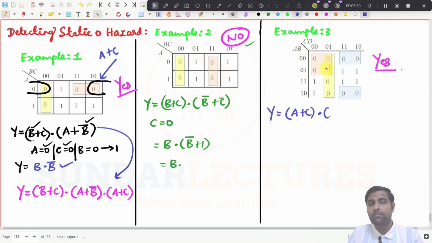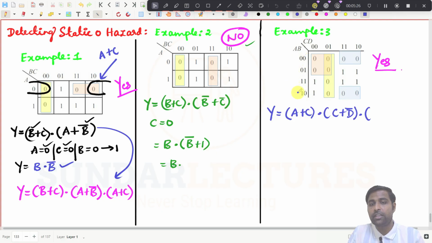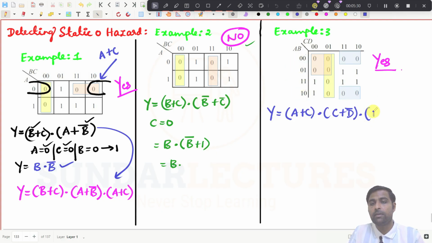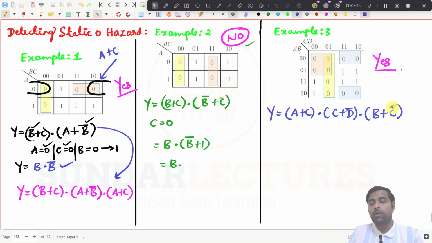And what is this term? This will be C plus D bar, put dot. And what is the common term in these two? 0 is the common term, so it will be B plus. And what is the common term in these two? C, 1 is the common term, so it will be C bar. It will be C bar.